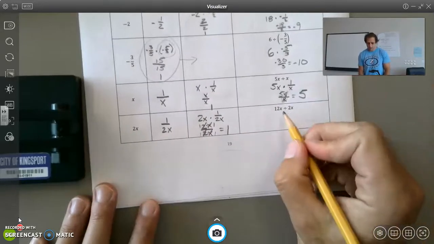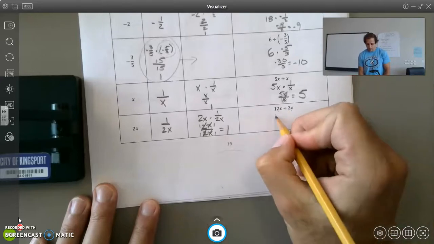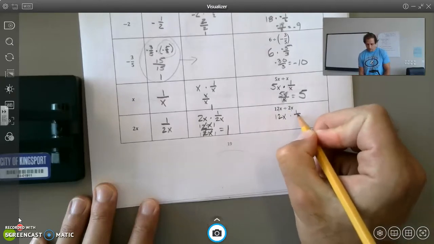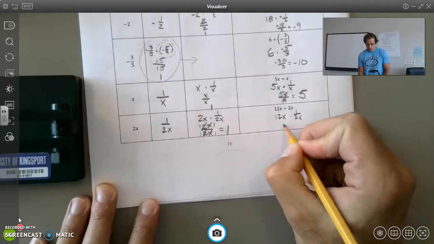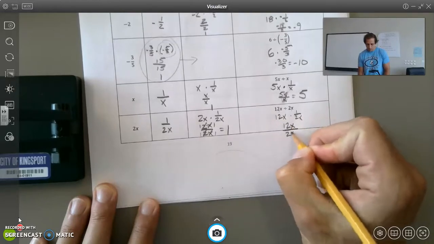So let's look at this. 12x divided by 2x, that's 12x times 1 over 2x, or 12x over 2x.